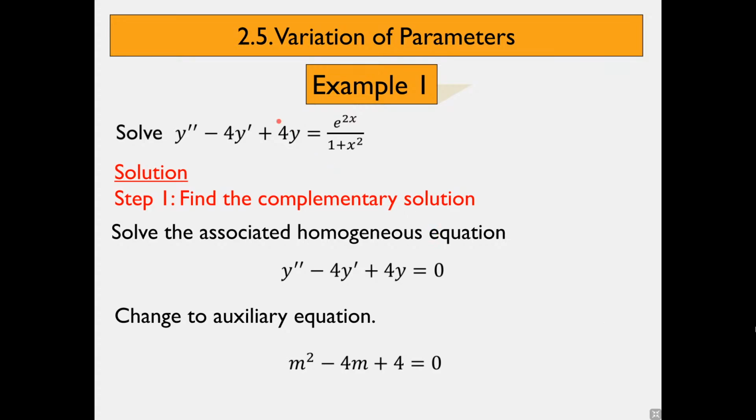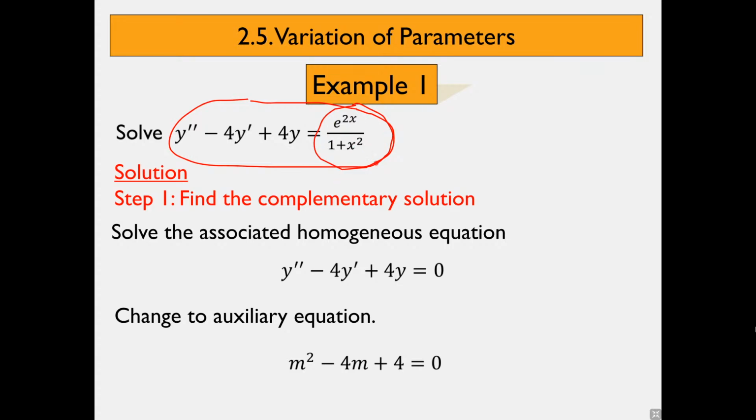So we want to solve this second order linear ordinary differential equation: y double dash minus 4y dash plus 4y equals e^(2x) divided by 1 plus x squared. The problem with this differential equation is this right hand side. This function, you cannot use the undetermined coefficient method to solve this.